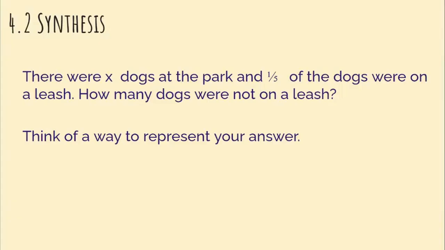Let's think about this synthesis question. There were x dogs at the park, and 1/5 of those dogs were on a leash. How many dogs were not on a leash? Think of a way to represent your answer. Okay, you may have represented your answer one of these two ways, either the total number of dogs and then subtract 1/5 times the total number of dogs, or you could have done 4/5 times the total number of dogs.